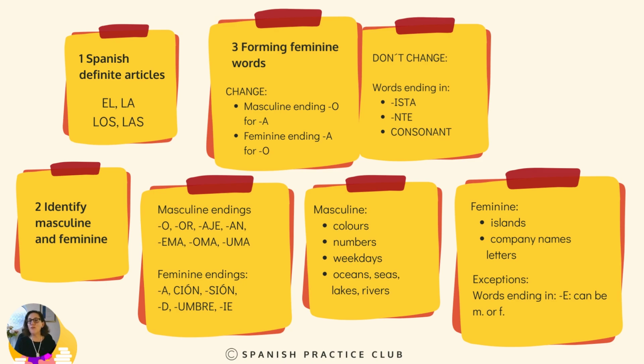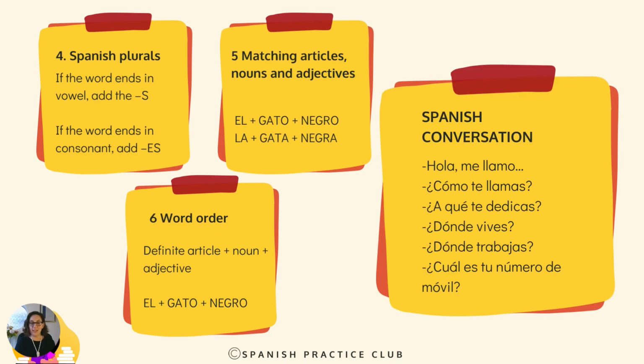Number two, you've learned how to identify Spanish masculine and feminine words, how to form Spanish feminine words as well, and the endings to identify all those words and groups of words like the islands or the colors or the numbers or company names and so on and so forth. What else have you learned?